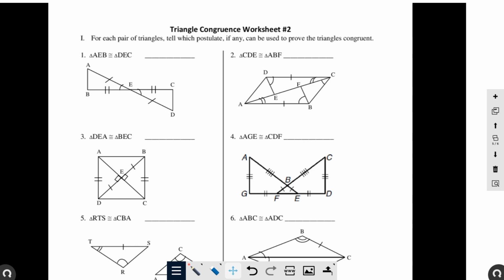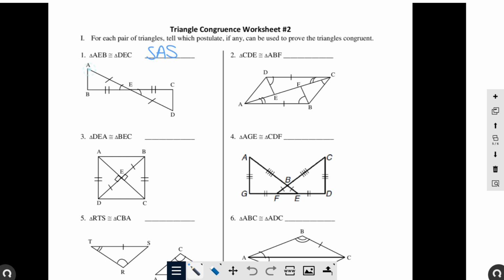Okay, so this one, we're doing the same thing on this page. Why are the 2 triangles equal to each other? How can we prove it? So what do you think about number 1, this first picture? We got the vertical angles marked, so why is this triangle equal to this triangle? Side, angle, side again, SAS, because we have 2 sides that come together to form that angle.